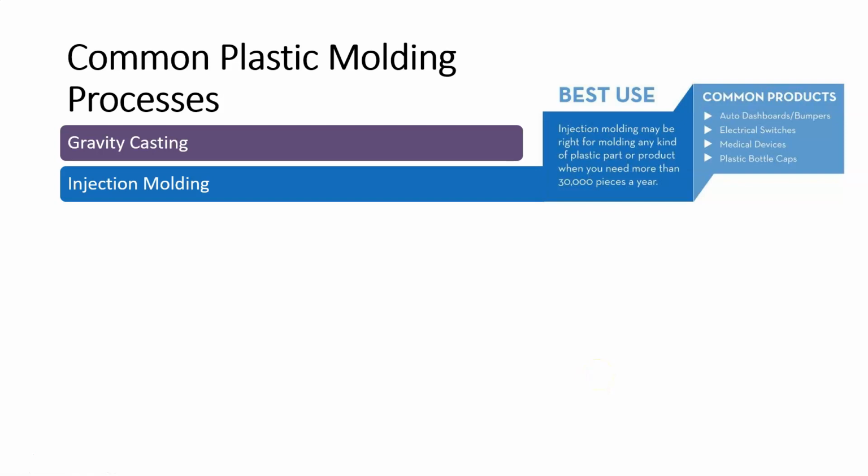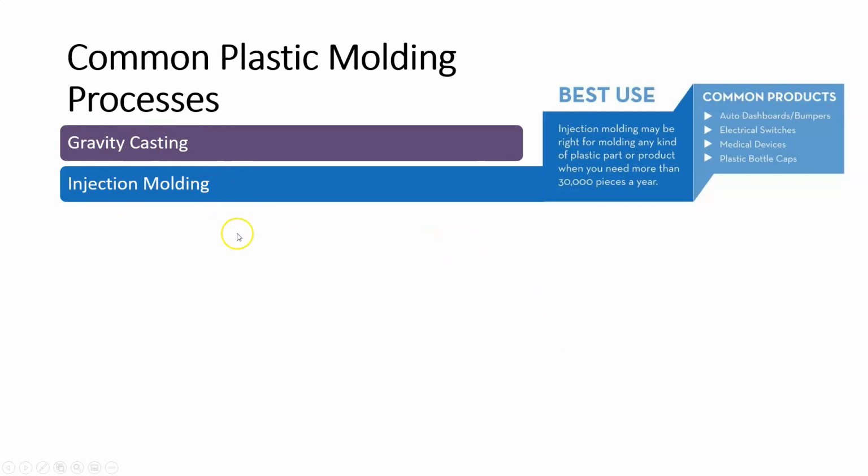Oh, and by the way, the types of processes, whether it's plastic or whether it's metal, the process is going to be more or less the same. Obviously, there are going to be some differences, but the overall technique for each one of these processes is really going to be the same, whether it is a metal casting process or a plastic casting process. Okay, so gravity casting was one.